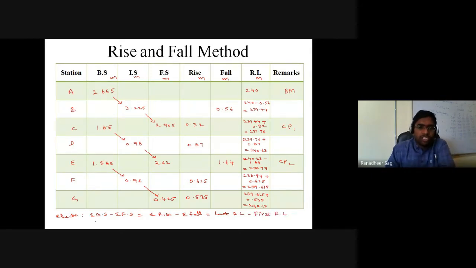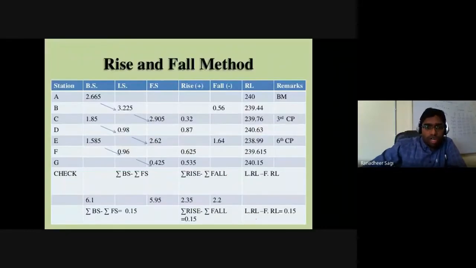Summation of backsight 6.1 minus summation of foresight 5.95, right? Which should be equal to summation of rise 3.5 minus summation of fall, and this should be equal to last RL 240.15 minus the first RL 240. I'll be getting 0.15. So you can check it. Everywhere you should be getting 0.15 equal to 0.15 equal to 0.15. That's all. You can check the values you have calculated based on the rise and fall method.